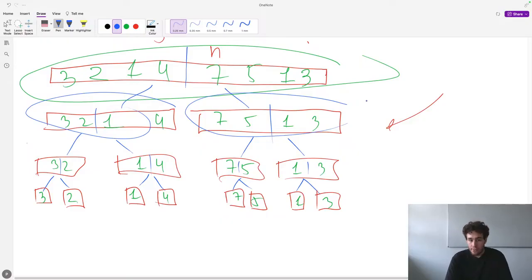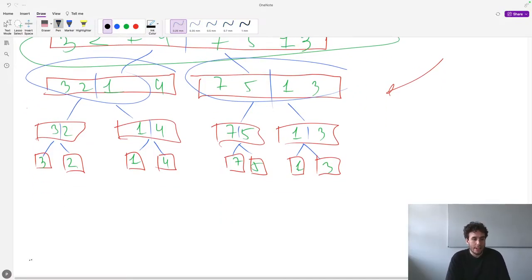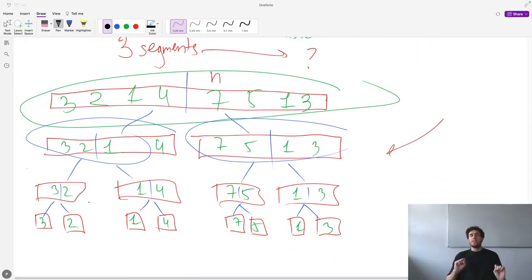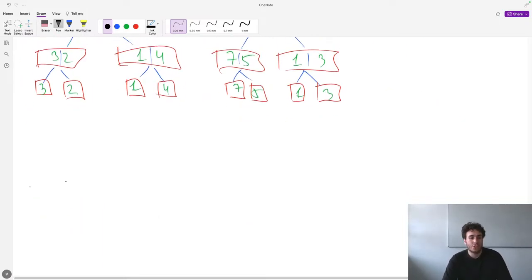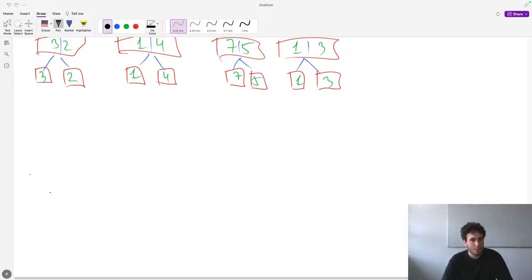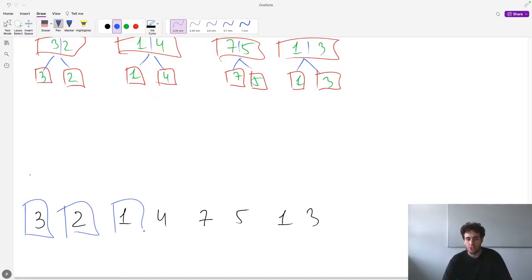There's a different way of looking at it. Here we looked from top to bottom, right? We looked at the initial array and then split it into two halves. Let's look at it from the other end. Let's look at the initial array. So the initial array is going to be 3, 2, okay, I'm not going to have enough space. Let's move a little bit down. 3, 2, 1, 4, 7, 5, 1, 3. These are the elements of our initial array.